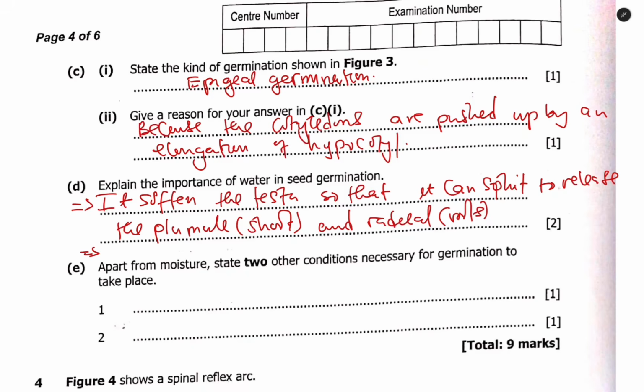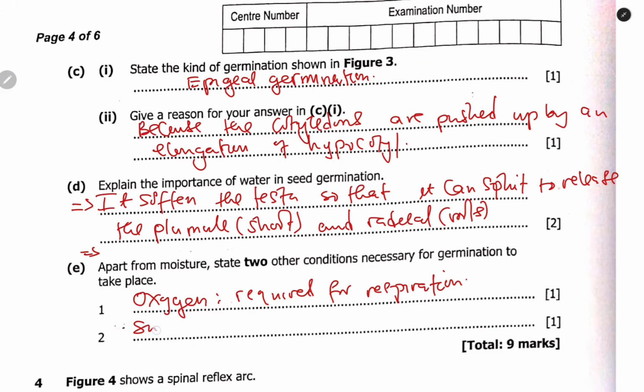Apart from moisture, state 2 other conditions necessary for germination. So one other condition necessary for germination is oxygen. And of course, oxygen is required for respiration. Okay, so we can say required for respiration. Okay, so for respiration to take place here, oxygen is needed.